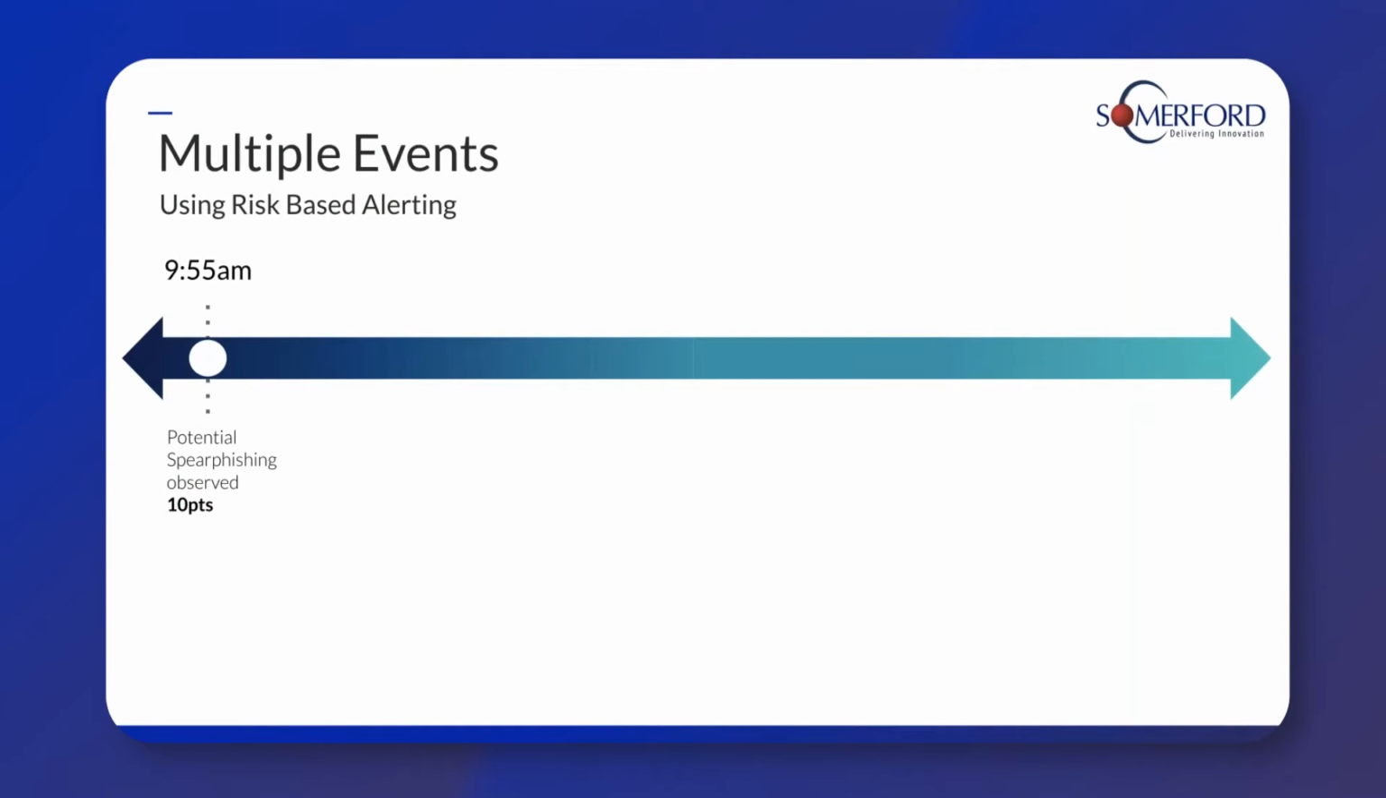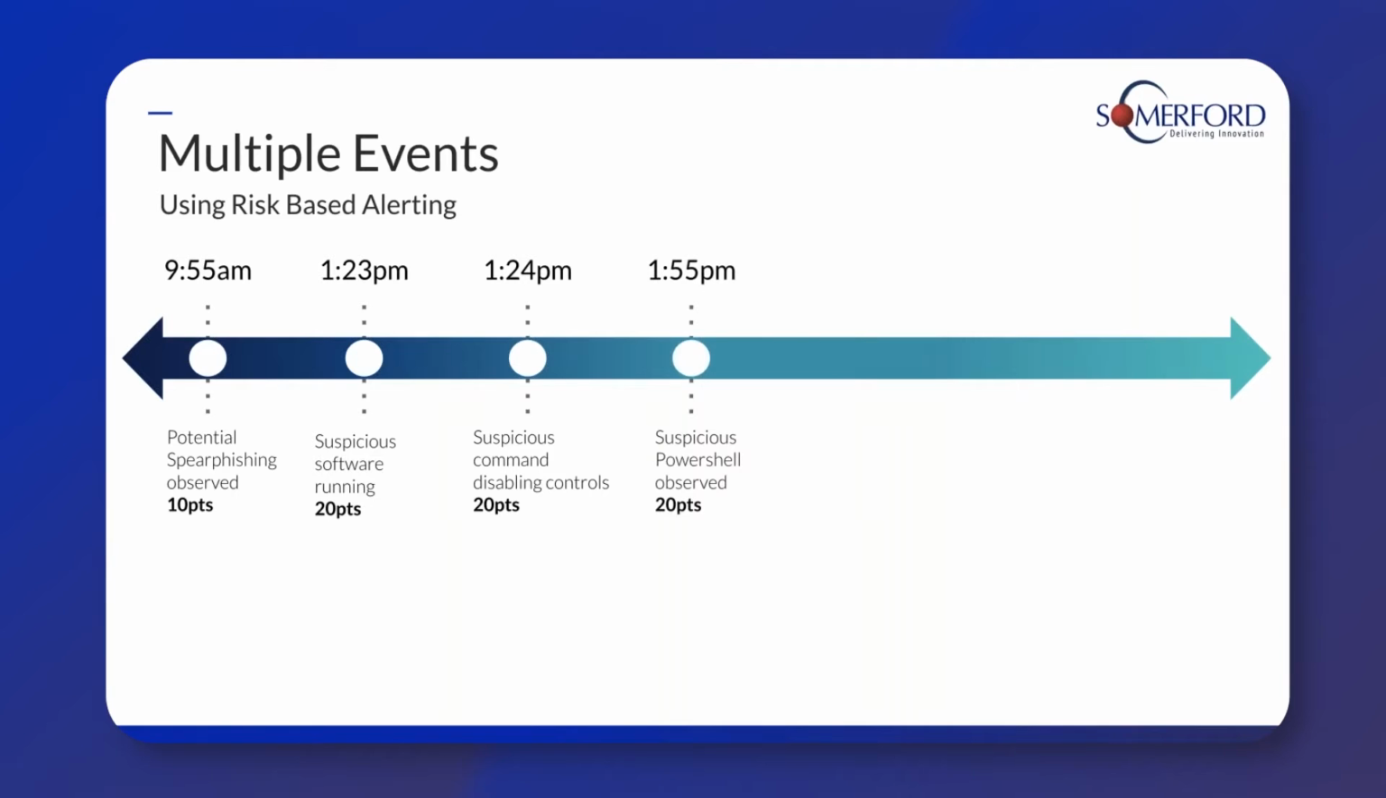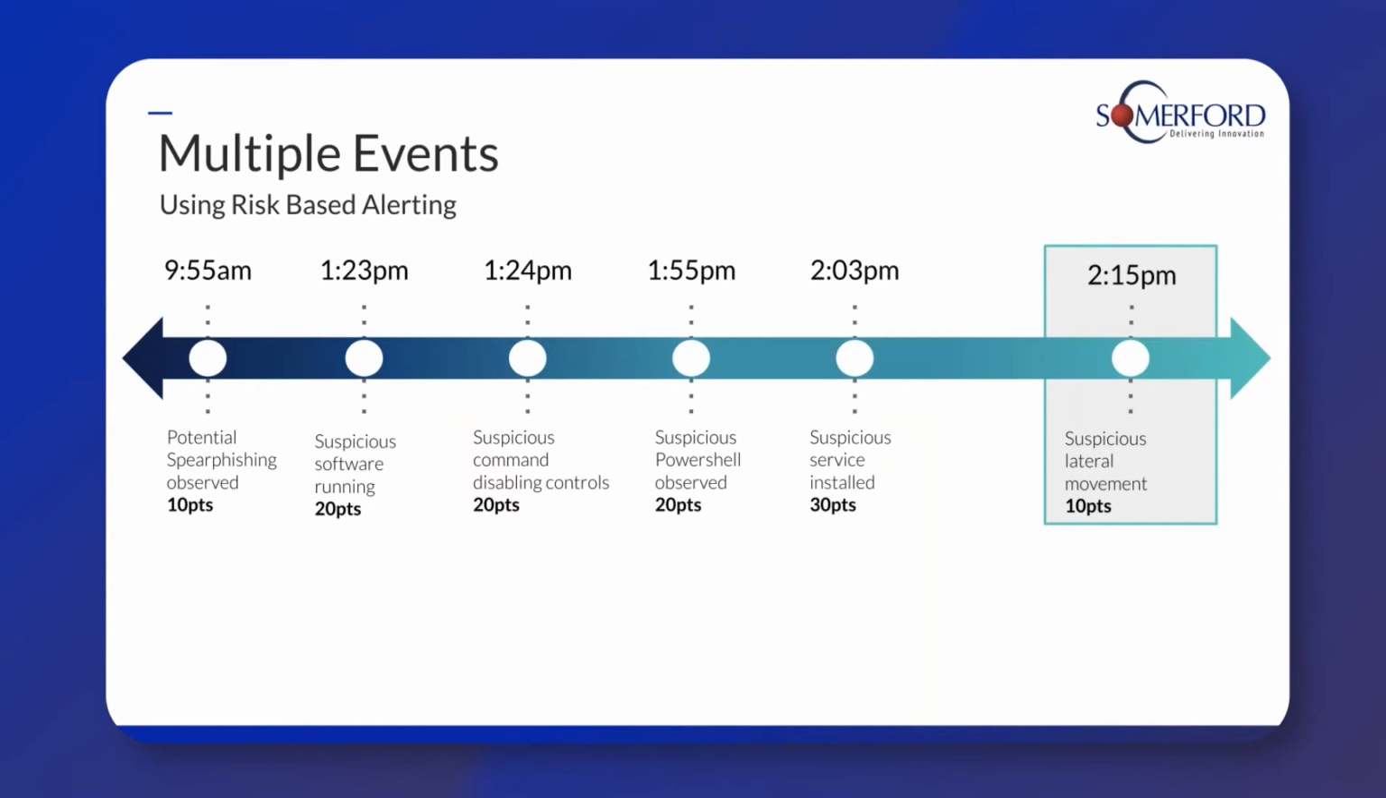Well, we're going to get multiple events. Let's say a potential spear phishing is observed. Now, this is potential. Doesn't mean it is, but it's possible. It looks a little bit suspicious. Let's add a certain amount of risk to that particular user. Then we might be seeing suspicious software running on that computer. So maybe this was spear phishing on a computer, and then suspicious commands being run, disabled PowerShell being observed, services being installed, and then lateral movement.